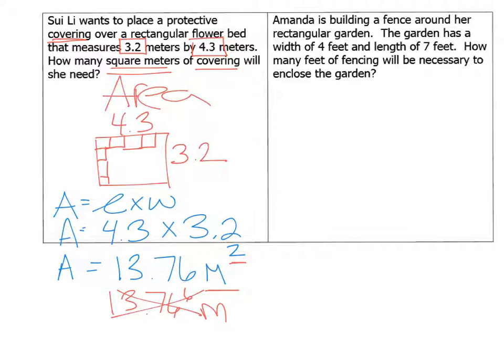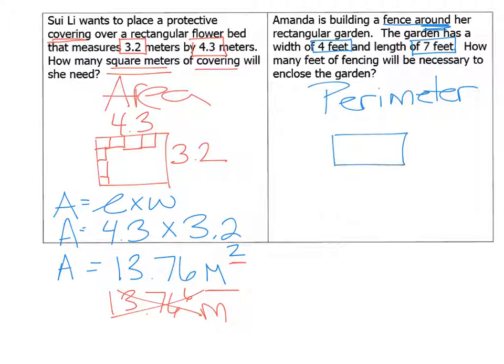The problem to the right, Amanda's building a fence. We talked about things that use fences. Notice that it's going around her rectangular garden. The garden has a width of 4 feet and a length of 7 feet. How many feet of fencing will be necessary to enclose the garden? This is a perimeter question. I'm talking about the distance around something, and in this case it happens to be a rectangle that's 4 feet by 7 feet. If I go back and look at the formula for perimeter of a rectangle, it says 2 lengths plus 2 widths.